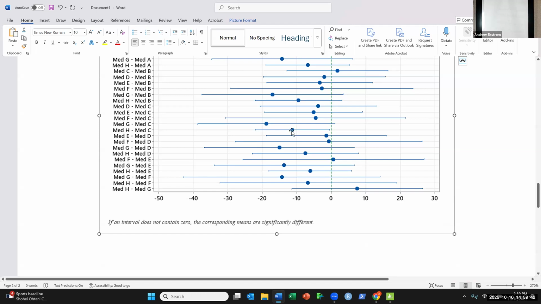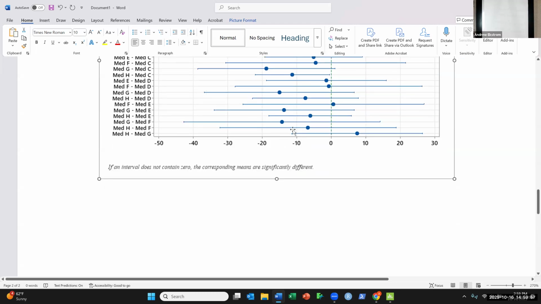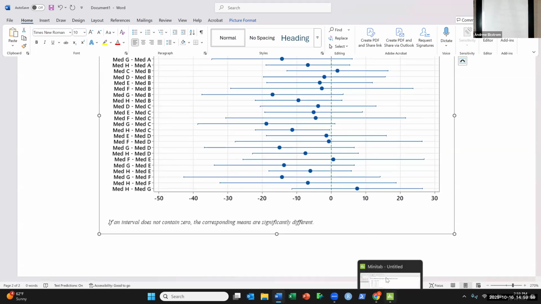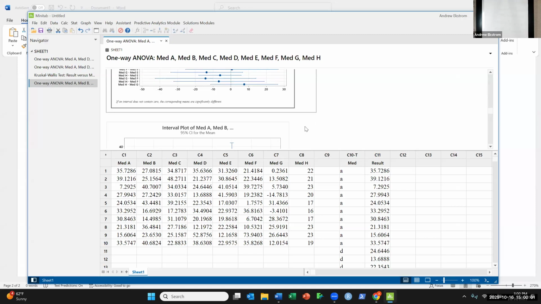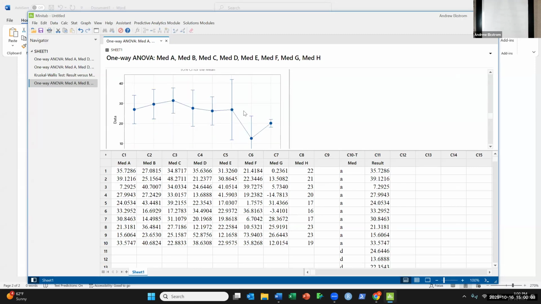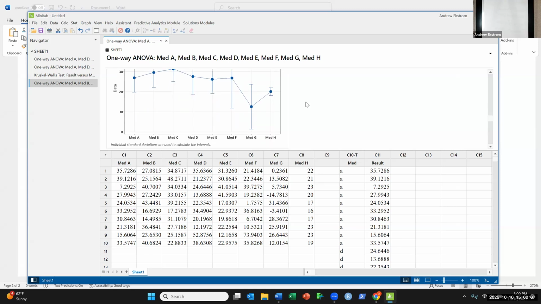H seems to be statistically significantly different from C. Yay us, right? So now we find that that's the only comparison here where there's a statistically significant difference. Looking at the individual plots, you can see it definitely looks like G is different.